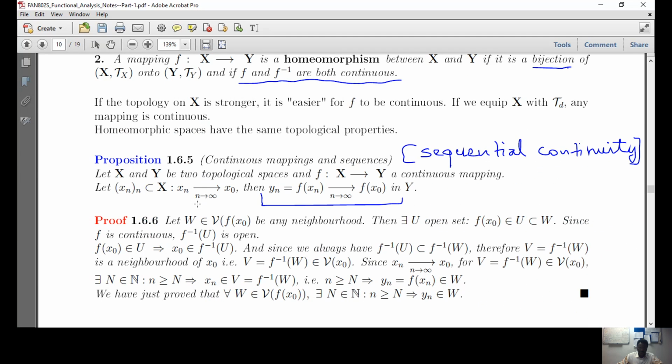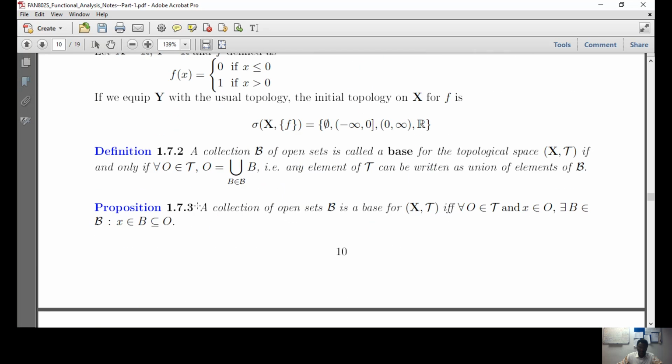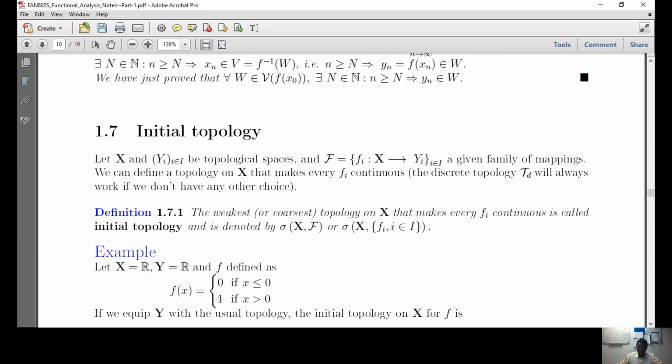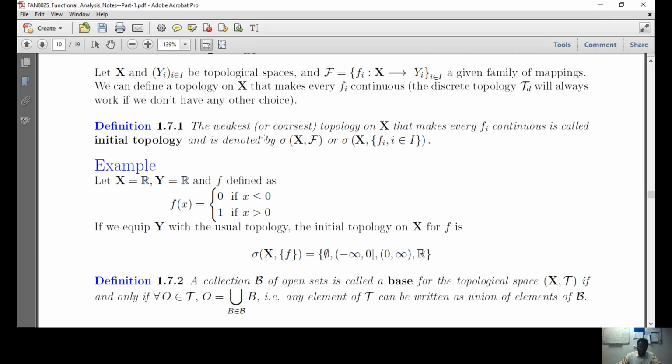And after that, I would have liked to define what the initial topology is. I don't know if I will have enough time to cover that. Maybe not. This initial topology is very important, and I want to cover it because we will use it later on when we're talking about weak topology. Please bear that in mind, initial topology.